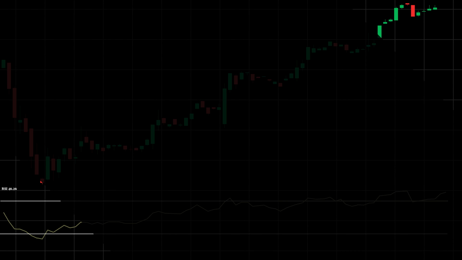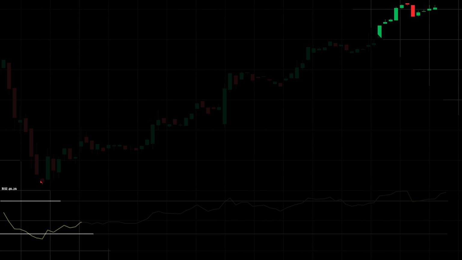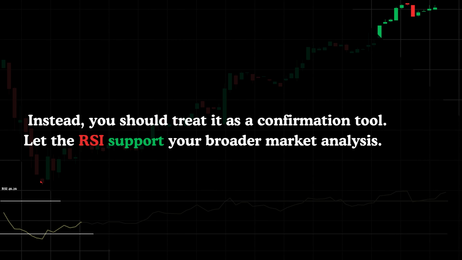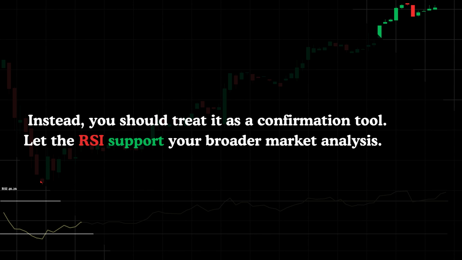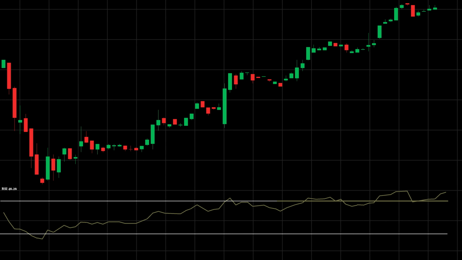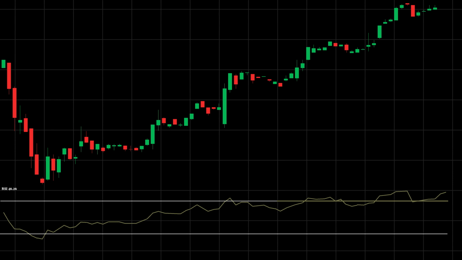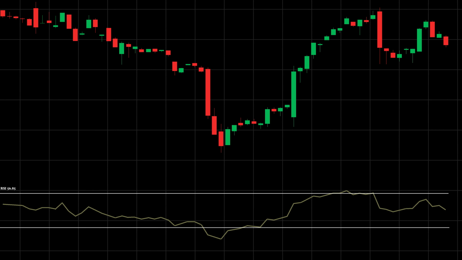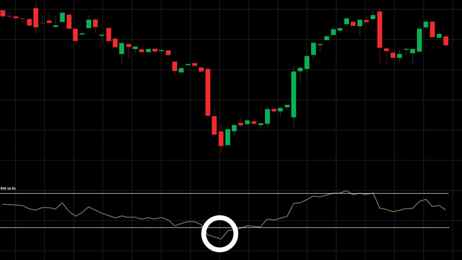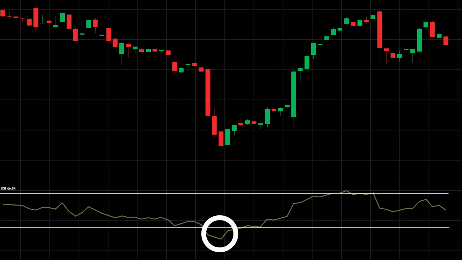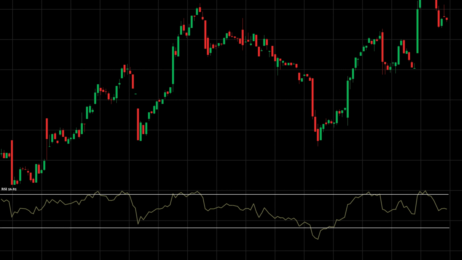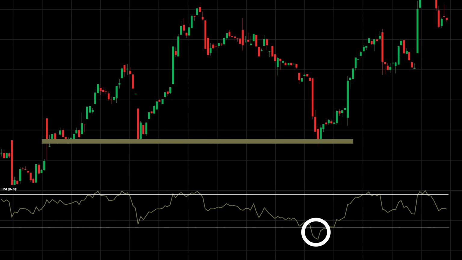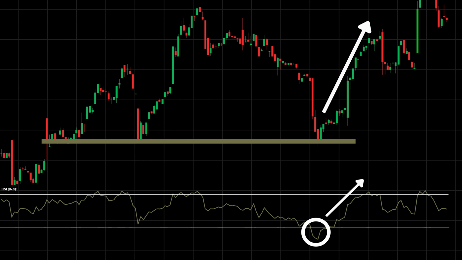That's why you shouldn't rely on the RSI as your primary tool. Instead, you should treat it as a confirmation tool. Let the RSI support your broader market analysis. Personally, my go-to method when pairing with RSI is basic support and resistance levels along with trend lines. Take this example: an RSI reading that indicates oversold conditions by itself can often result in misleading signals. But when the RSI is in the oversold zone and price is also sitting on a major support level, the signal becomes much more dependable.